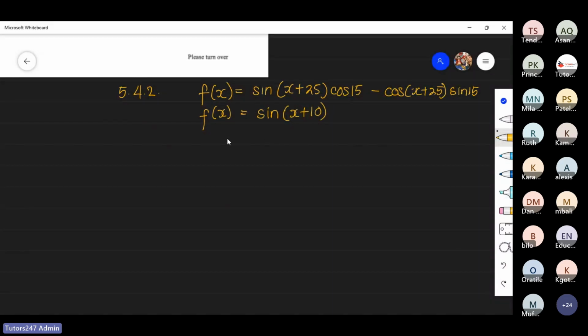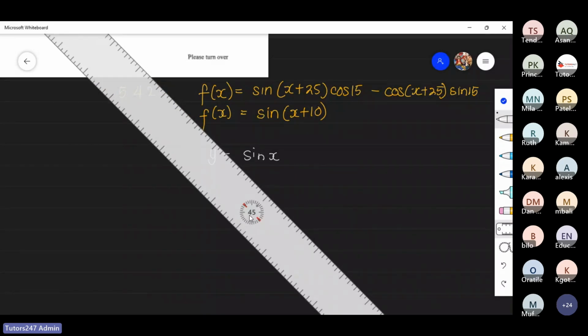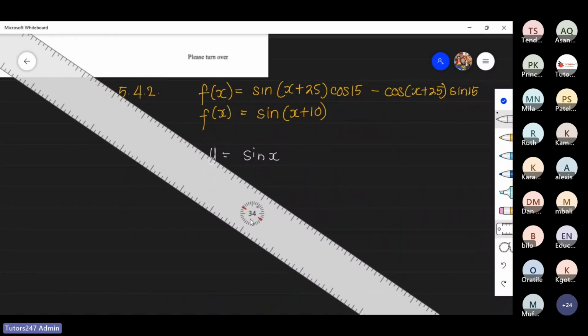Now, we previously simplified this entire function using our compound angle formula into sine of x plus 10. That's our function. Hopefully you should know the basic function of sine, so I'm now going to plot the basic sine function. If you know the basic sine function, you'll be able to do any function within sine. All sine functions are just reflections or translations of the basic sine function. So I would recommend going and learning your basic sine function if you do not already know it. So let us plot our basic sine function.